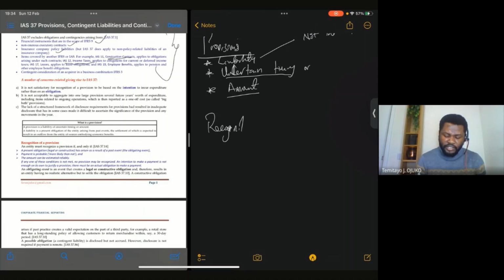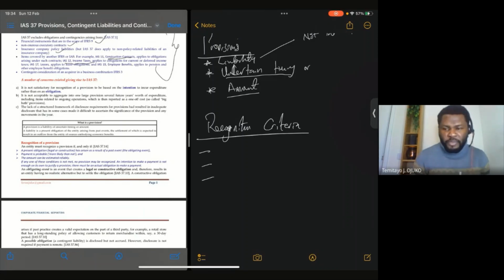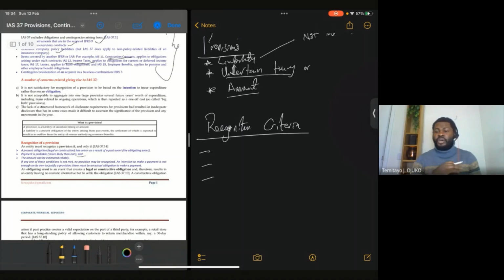Recognition criteria. What is the recognition criteria of provision? Now, there are about three criteria that must be met before a provision is recognised. The standard was a bit strict in the sense that all three criteria must be met. And that is why you can see in the note that what we have is 'and' and not 'or'. So all the three criteria must be met. Now, the first criteria is there must be a present obligation.